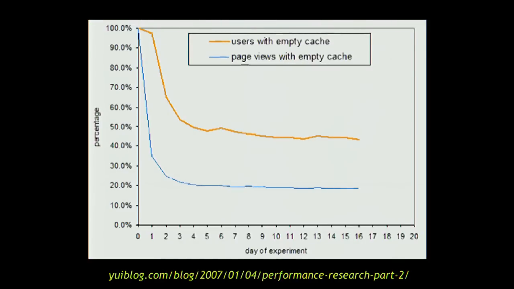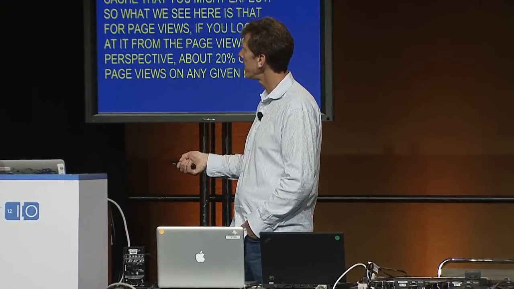So we can track how many people are coming in and how many page views are done with a full cache, a primed cache, where our resources are in their cache, or with an empty cache, where our resources are not in their cache. And like I talk about in my best practices, setting a far future expires header, but it turns out even if you do that, browsers aren't going to keep things around for that long. Or for whatever reason, users are going to come in and they're not going to have everything in cache that you might expect. So what we see here is that from the page views perspective, about 20% of page views on any given day are done with an empty cache, right? My resources are not in the cache.